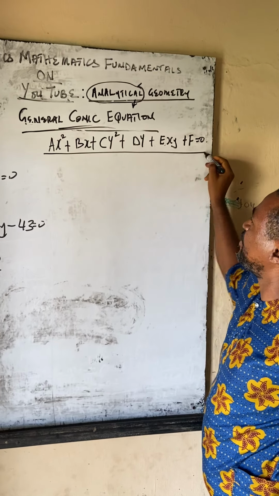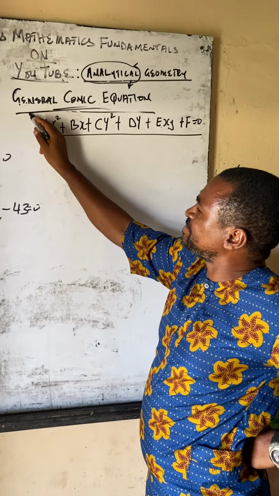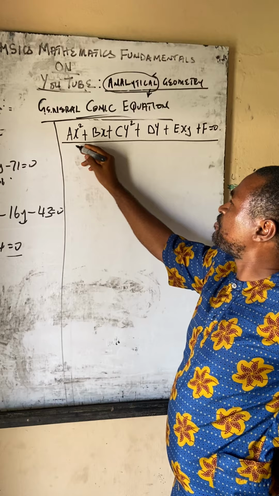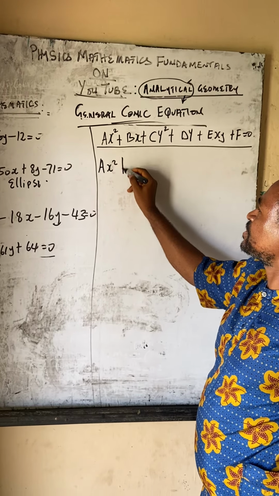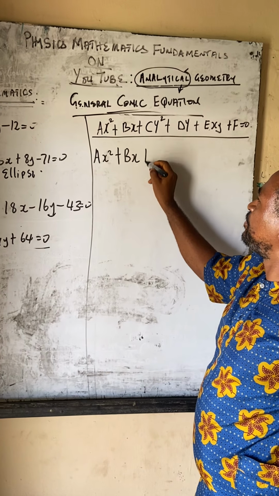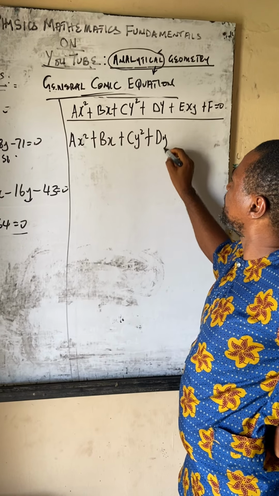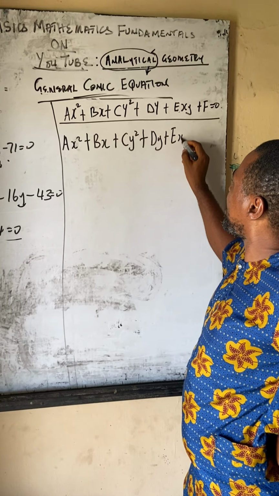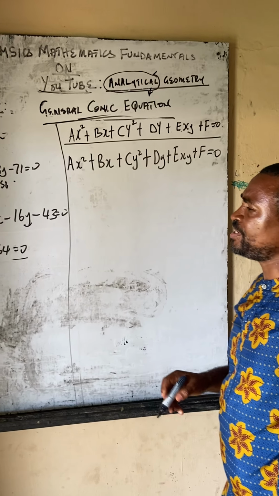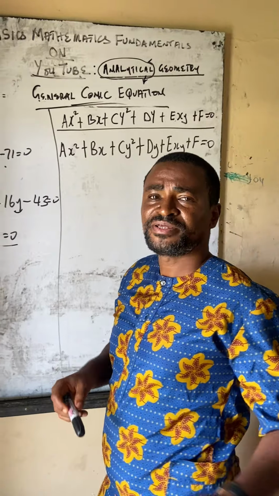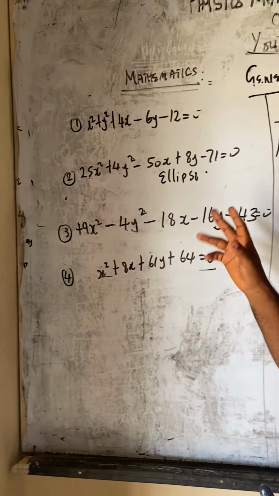So what I have here now is the general equation of a conic section. So let me rewrite it so that we can see it clearly. The general conic equation is given by Ax squared plus Bx plus Cy squared plus Dy plus Exy then plus F is equal to 0. Now, let's do an exercise. Let's do an exercise on how to identify the given equation of a conic section.